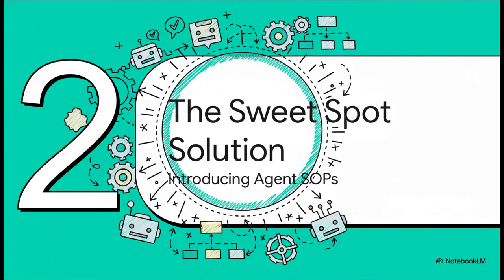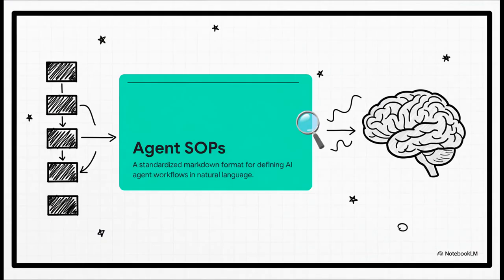Well, this is where we find that perfect sweet spot. Let me introduce you to Agent Standard Operating Procedures, or as we'll call them, SOPs. So what are they? Honestly, the best way to think about agent SOPs is like a recipe for your AI. It's a super simple, standardized markdown format. You write out the instructions in plain English, giving the AI a clear plan, but you also leave it room to be smart and improvise when it needs to.